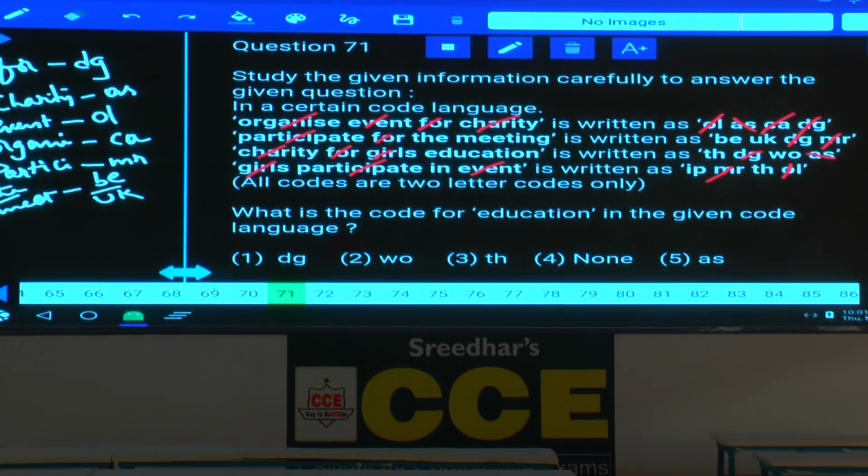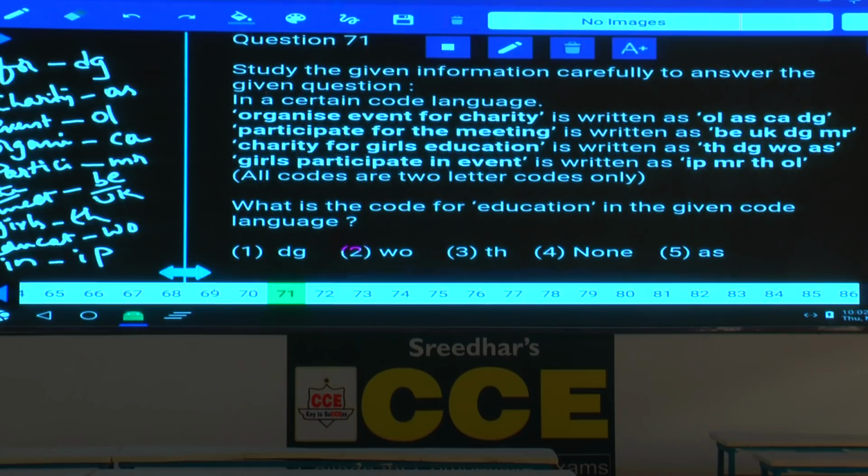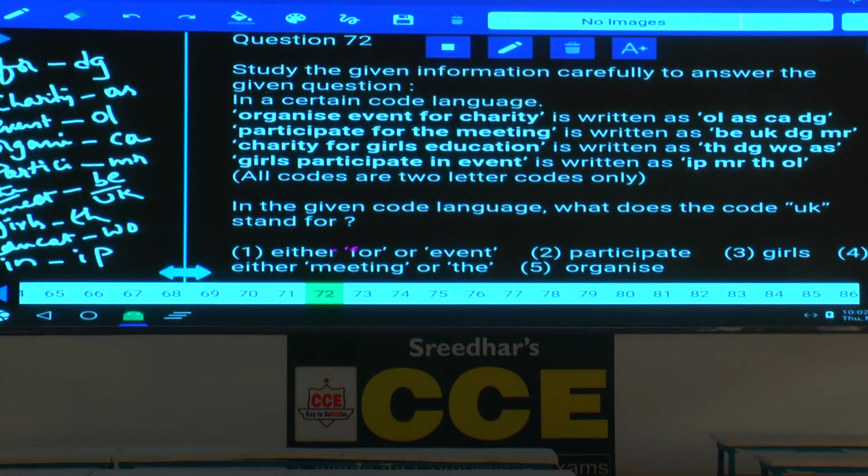Now compare the third and the fourth. Girls is the word which is common here. And the code which is common is TH. And the code to the word girls is TH. Then coming to the third one, education is left over. And the code which is left over is WO. And in the next, in is the word leftover and the code is IP. Now these are the words and their corresponding codes. Done? Then coming to question number 71. What is the code for the word education here? WO, choice 2.